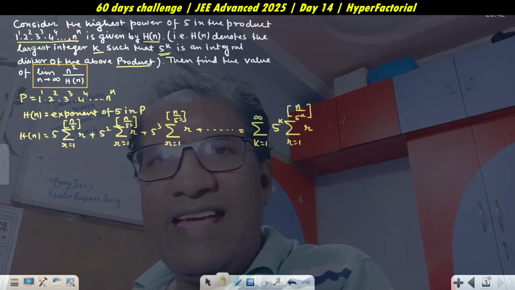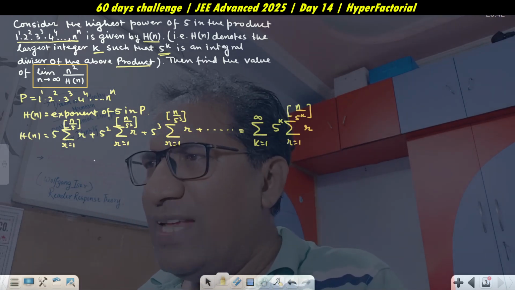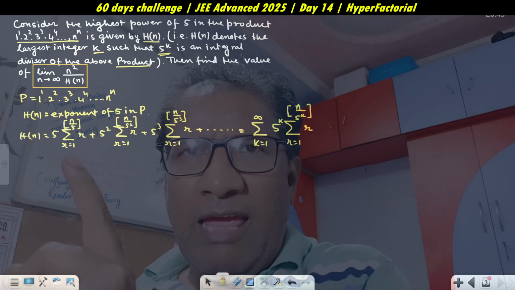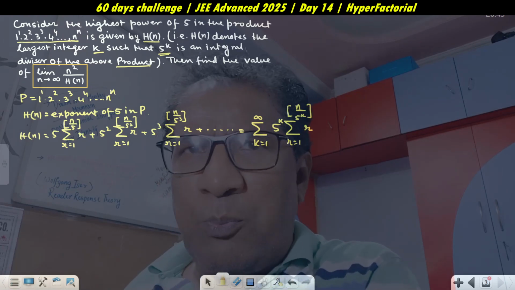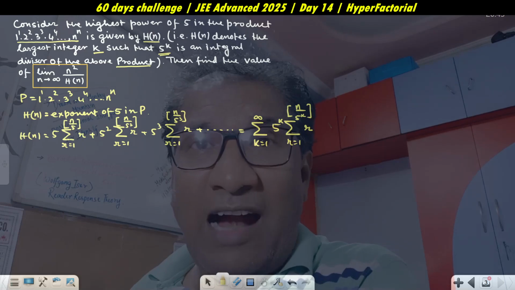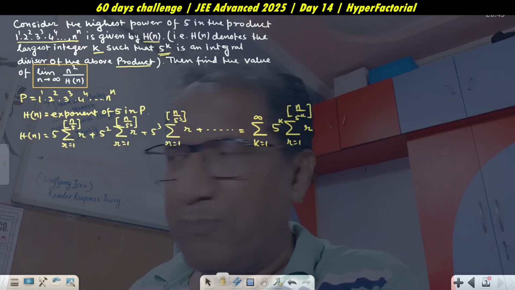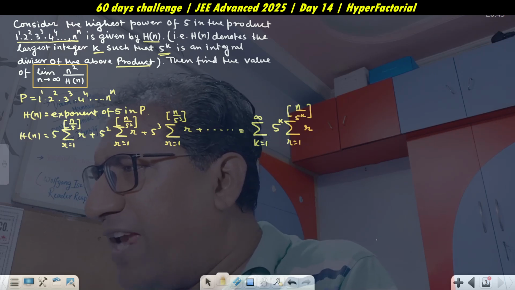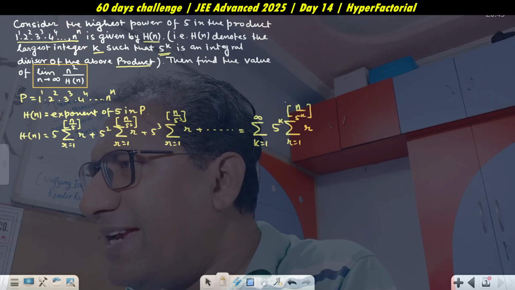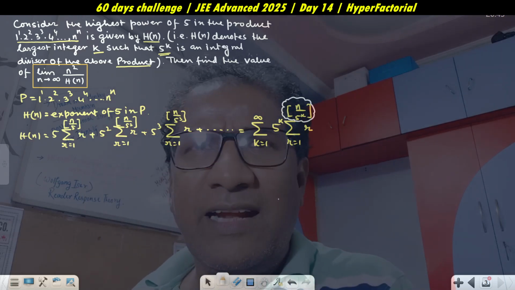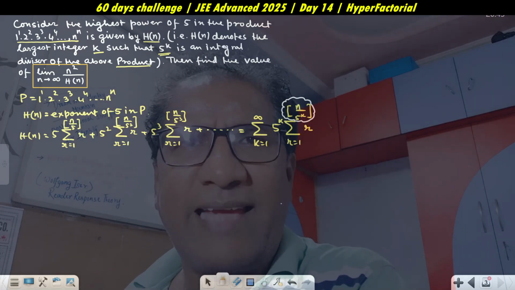R. Is it clear to all? Have you understood this? This thing I have written in this way. If you have not understood, please pause the video right here and try to understand first. Then only you will understand the next step. Okay, so now observe carefully. This is basically an integer. N divided by 5 to the power k, it is an integer.